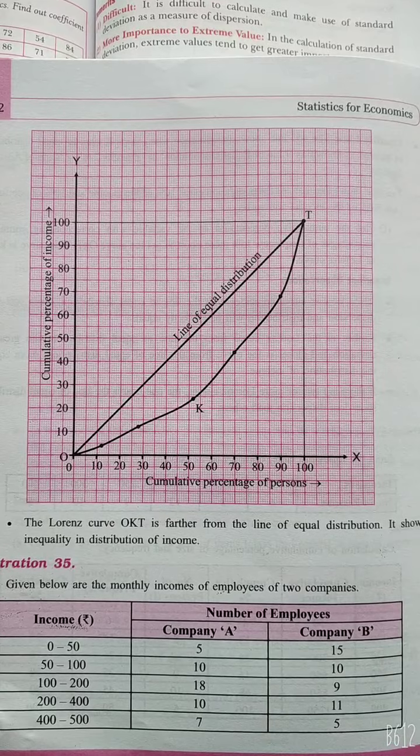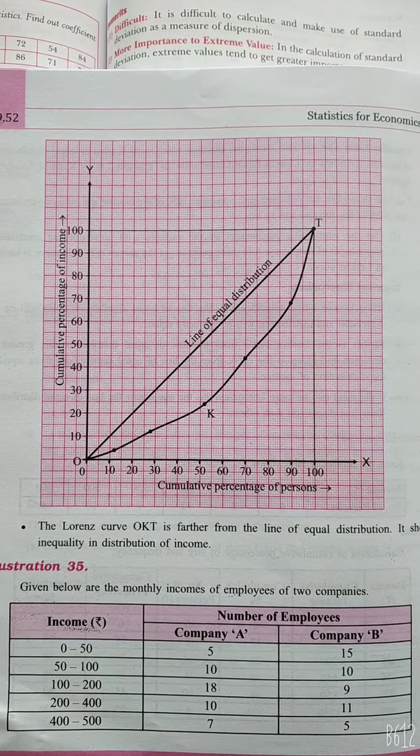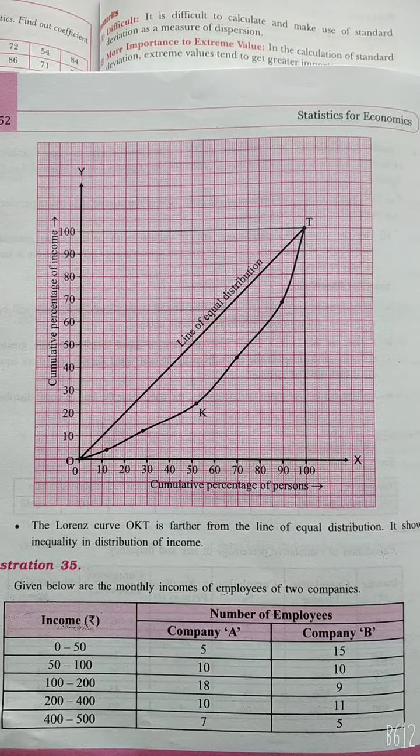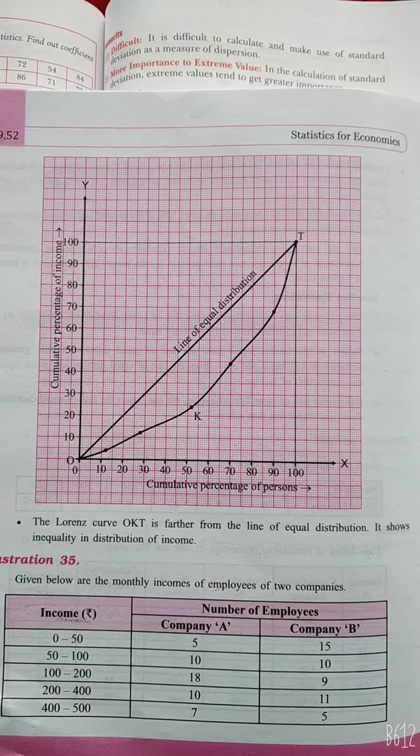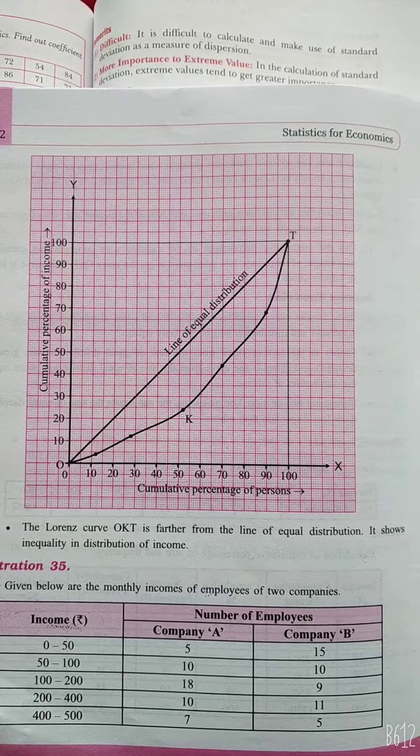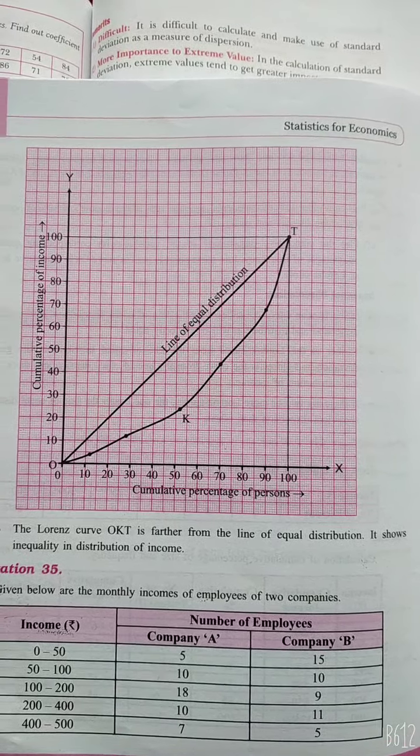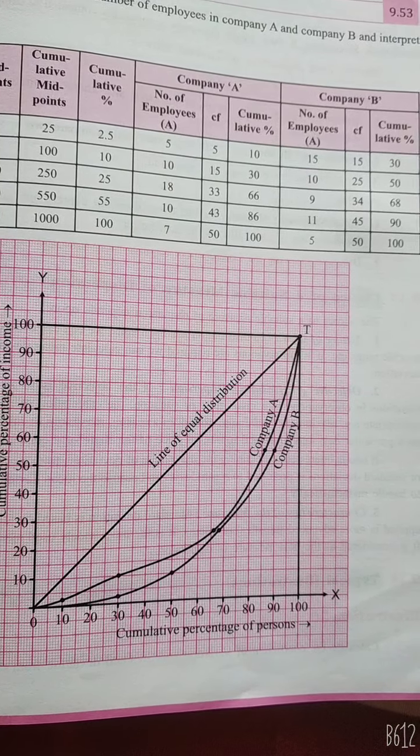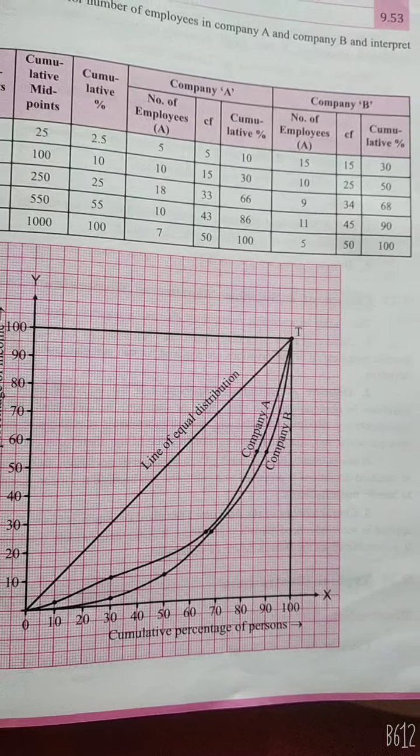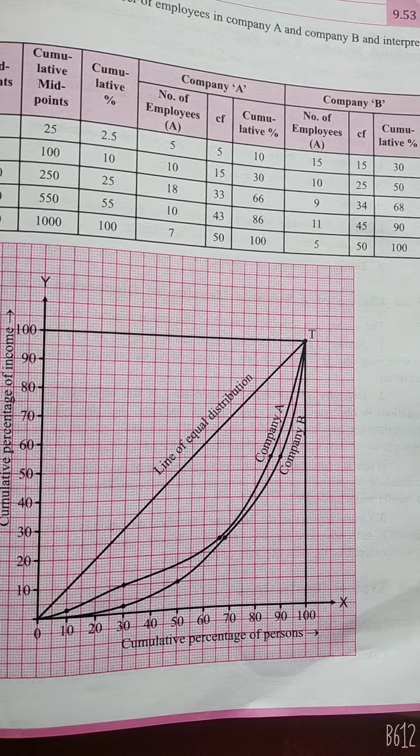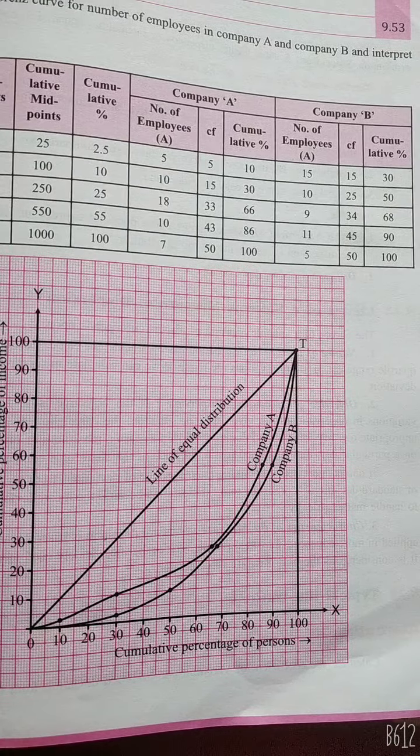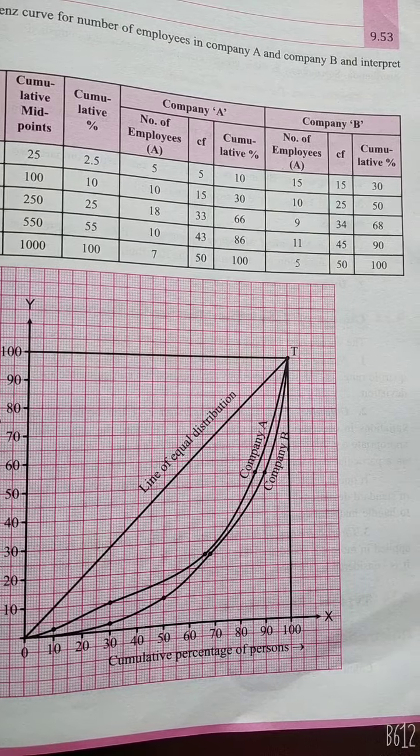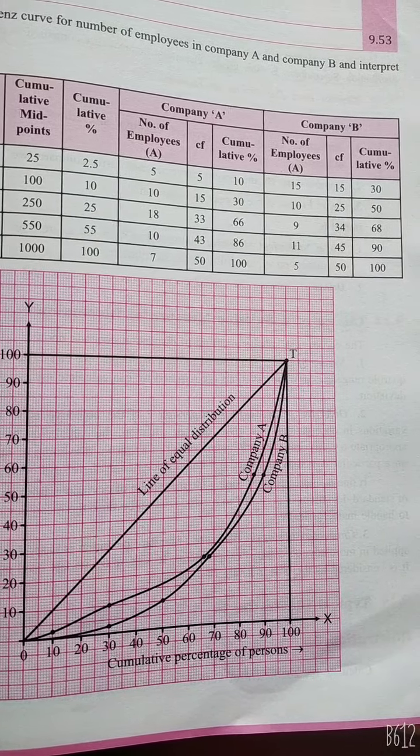Here in the graph you can see that the Lorenz curve OKT is further from the line of equal distribution, so it shows inequality in the distribution of income. In this graph you can see the company A graph and the company B graph. You can see that company B is further away, so it has a greater deviation compared to company A.